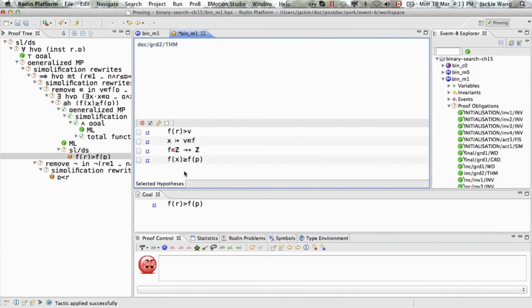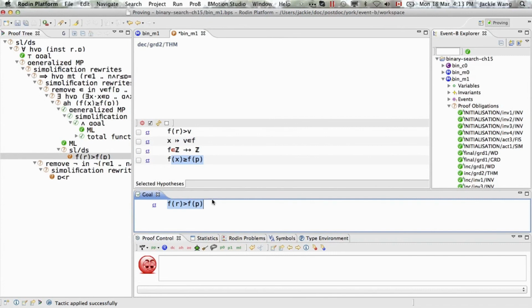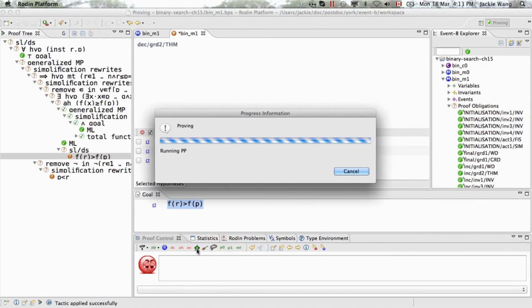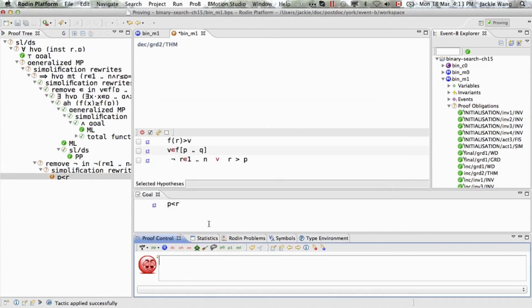So now we have f of r greater than f of x, because you can see that x maps to v is in f. So we have f of r greater than f of x, and f of x greater than or equal to f of p. By transitivity, we will certainly get f of r greater than f of p. So hopefully this will blow away by Rodin. It does.